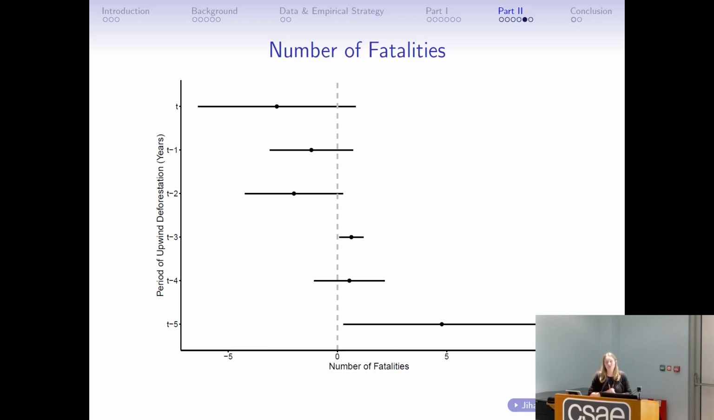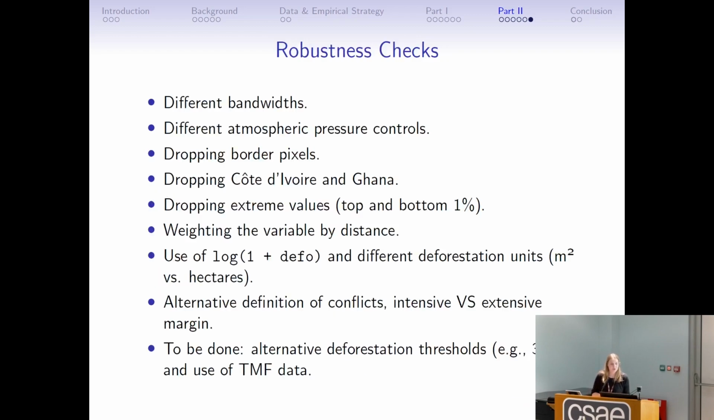So we believe that an increase in deforestation in the first period does not impact, let's say, armed conflicts or jihadist events or fatalities, which are all very correlated in the region, but that maybe at some point there will be effects at the end of the periods, but we do not know for sure about that.